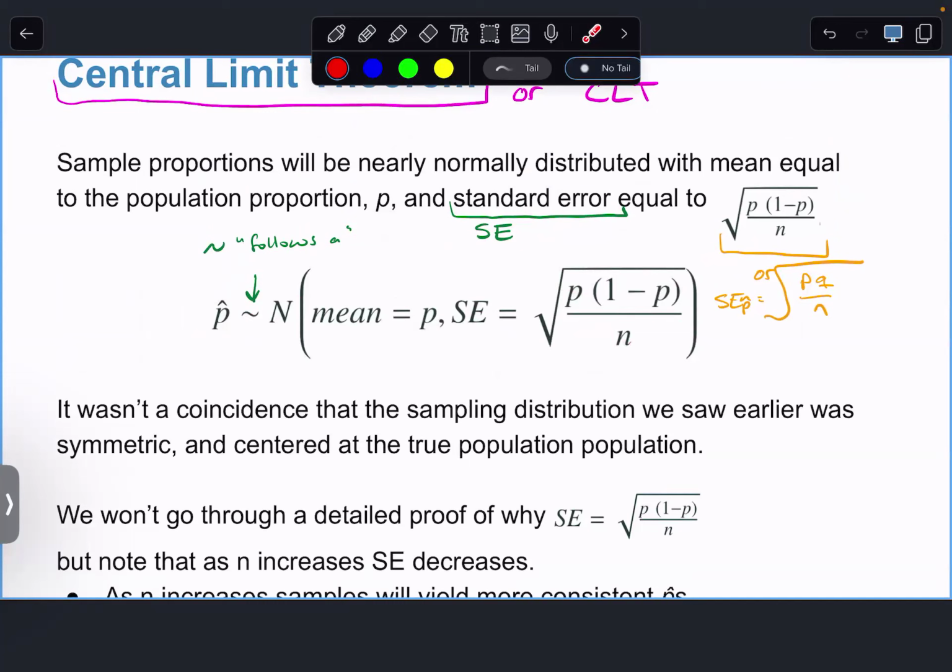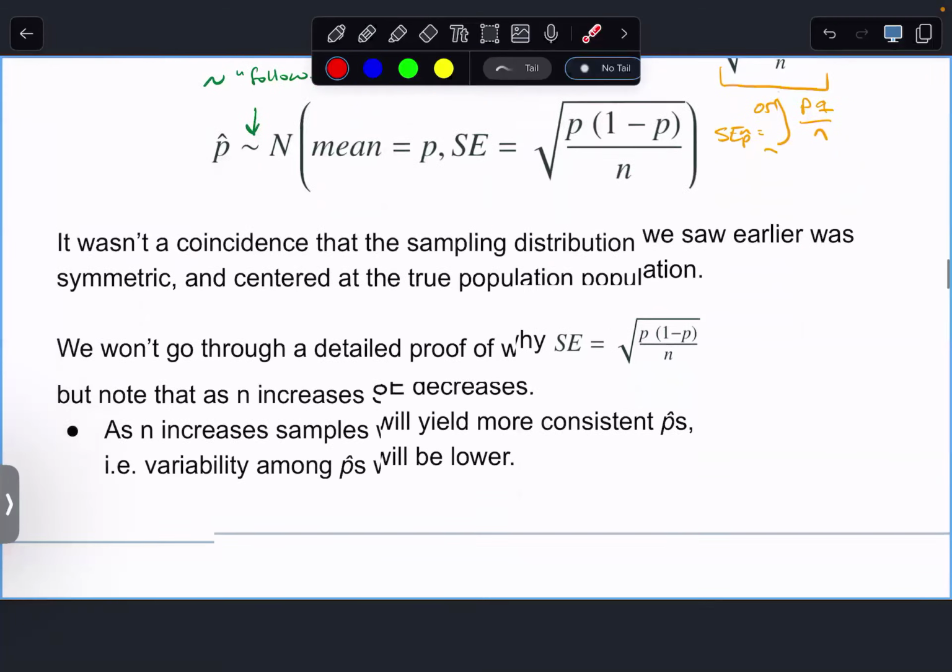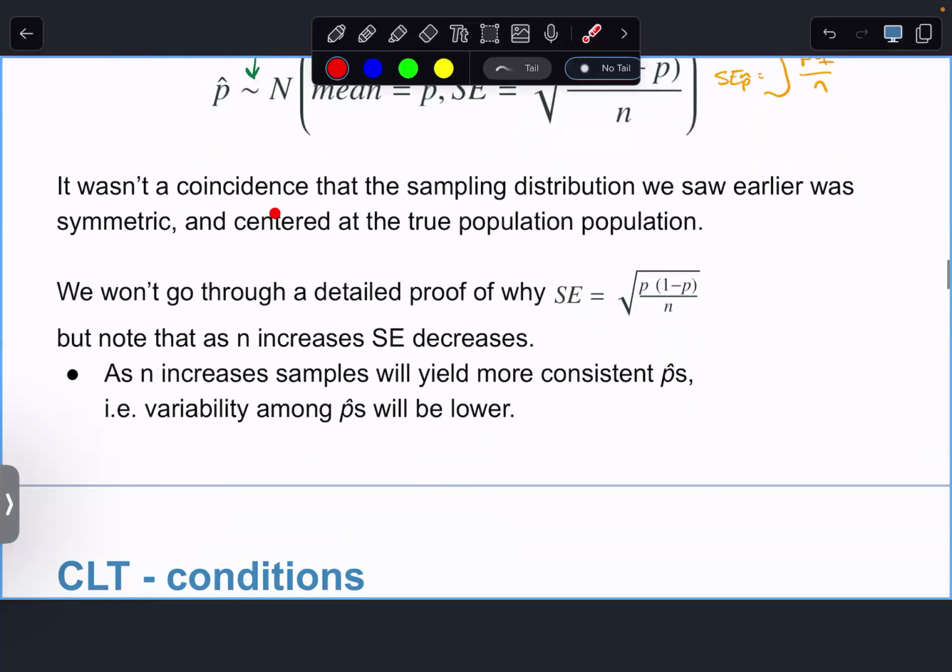I can assume that p hat comes from a normal distribution centered on p with a standard error which behaves the same as the standard deviation of the square root of pq over n. It wasn't a coincidence that the sampling distribution was symmetric and centered at the true population proportion.